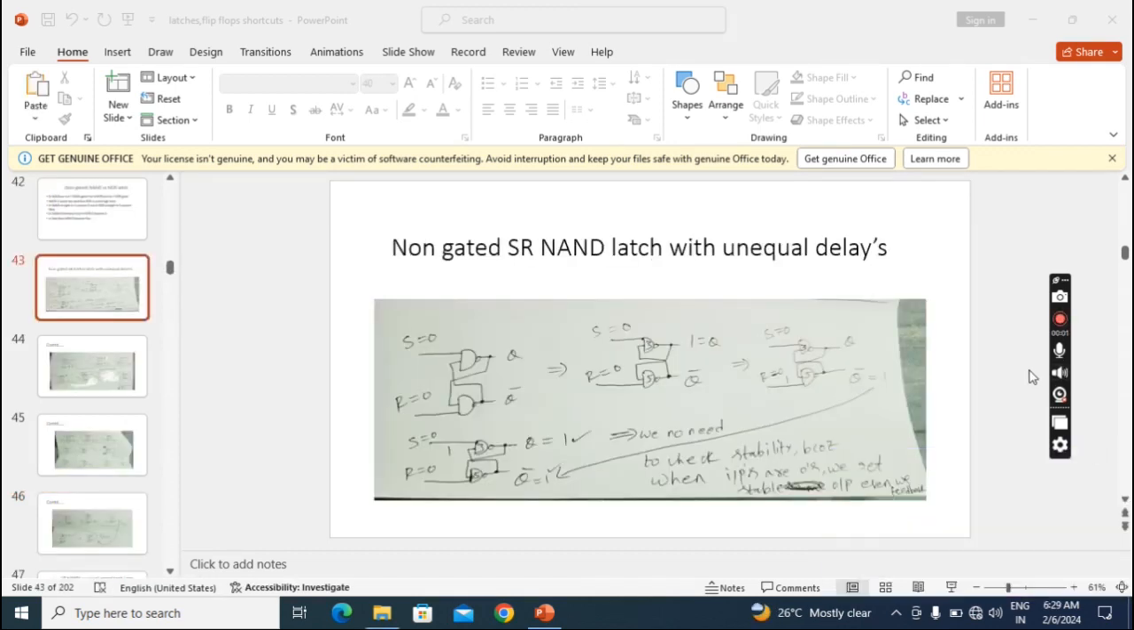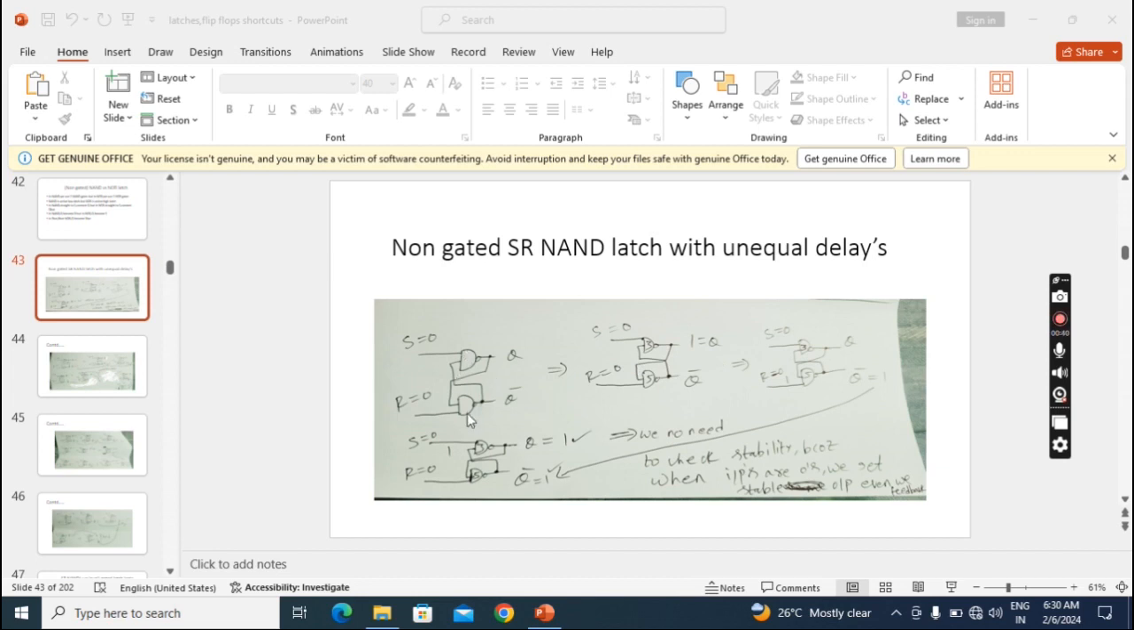In this lecture we will discuss non-gated latches with unequal delays. Whatever non-gated latches we discussed so far were without delays, or with zero delays. Whenever the gates have equal delays, the working will be the same as without delays. But when the gates contain unequal delays, the working will be different.